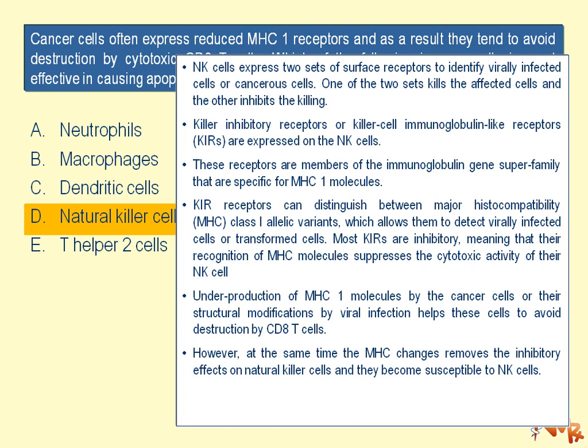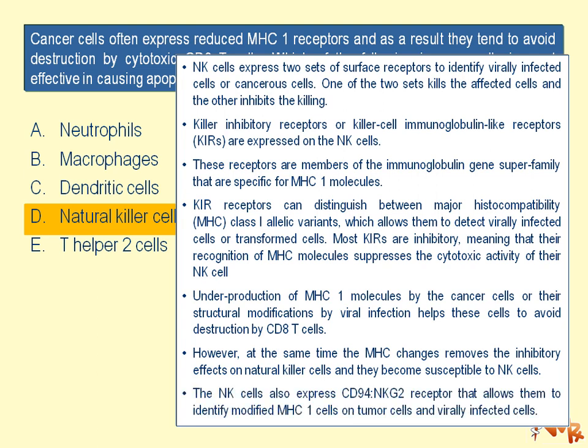So here is the important thing: the virally infected cells at times may avoid the CD8 positive T cells. However, they cannot avoid natural killer cells. The natural killer cells also express the CD94 NKG2 receptor. This receptor will allow them to identify modified MHC1 cells on tumor cells and virally infected cells.